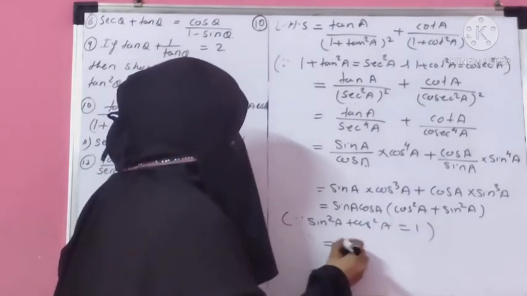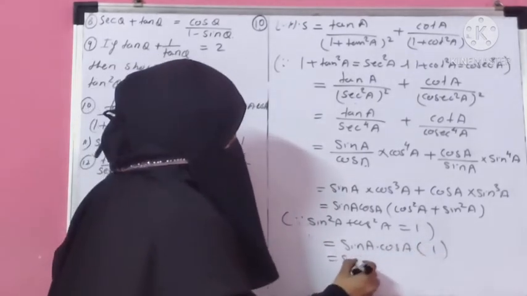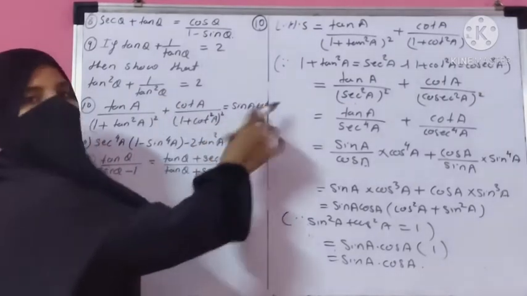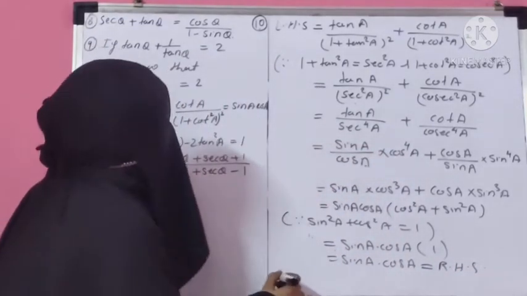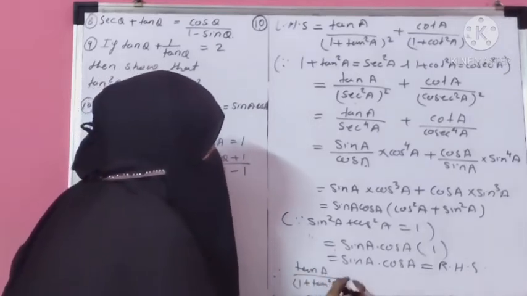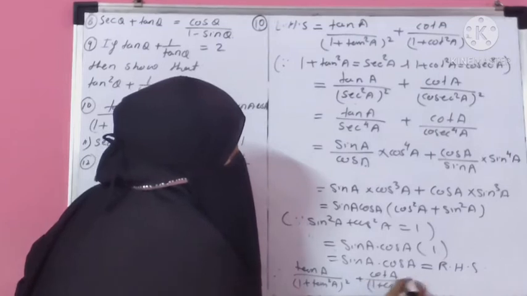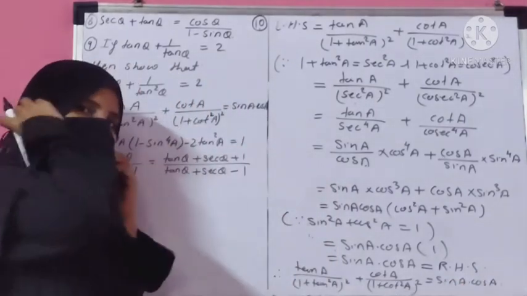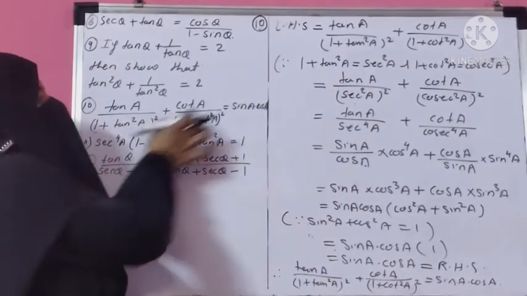Now substitute the value. Then you get sin A into cos A, multiplied by 1, so sin A into cos A. Now observe your right hand side part: it is sin A into cos A. That means we prove here that tan A upon 1 plus tan square A whole bracket square plus cot A upon 1 plus cot square A whole bracket square is equal to sin A into cos A. Here we prove left hand side is equal to the right hand side.